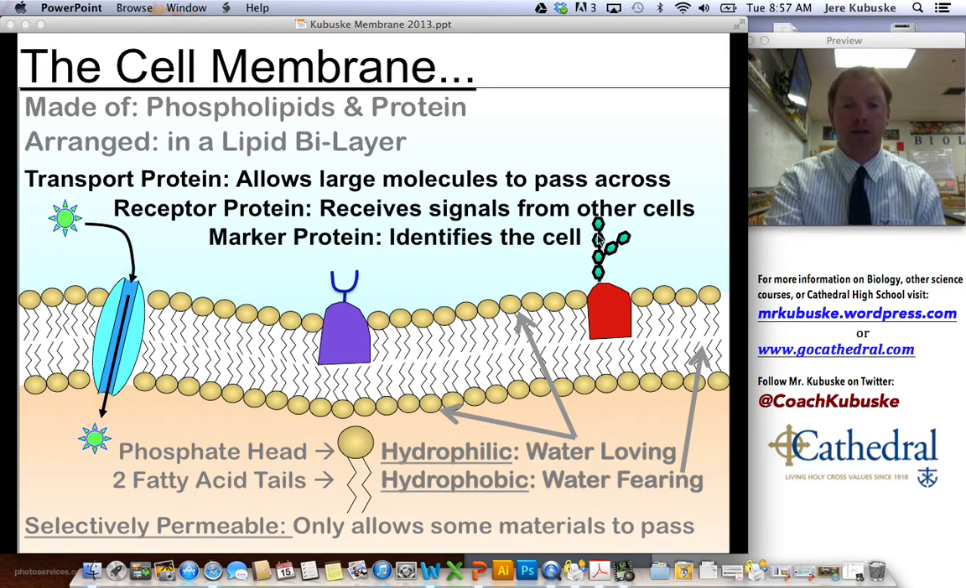Now the markers, you'll notice that shape that we use all the time. That's because these hexagons represent carbohydrates. The markers are made out of carbohydrates. So we've included lipids, proteins, and carbohydrates all into our cell membrane. Now the carbohydrates are markers. They're not actually part of the cell membrane. That's why we didn't include them up here.